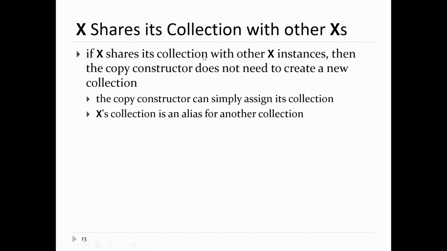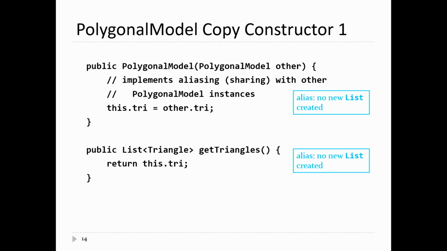Okay, so if X shares its collection with other instances, then you don't have to bother with composition at all. In other words, you don't have to make copies anywhere. For example, in the copy constructor, you don't have to make a copy of the list. You just say your list is equal to the other object's list, and away you go. And what does that mean? It means X's collection is just an alias for another collection. So in our polygonal model copy constructor, we just write this.tri equals other.tri. What does that mean? It means that list is the same list as that list. They're aliases. These two names are aliases for the same list.